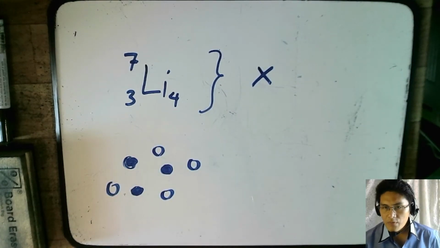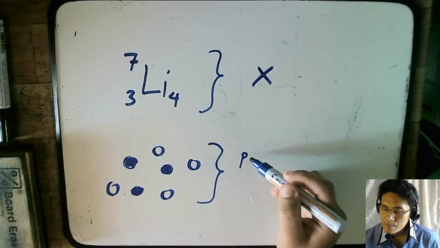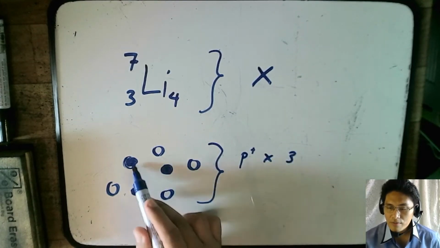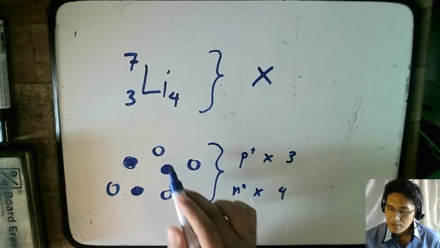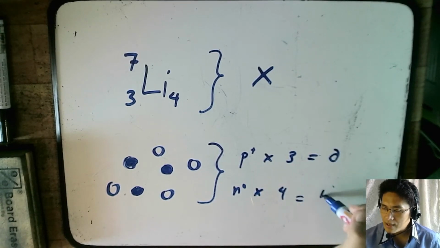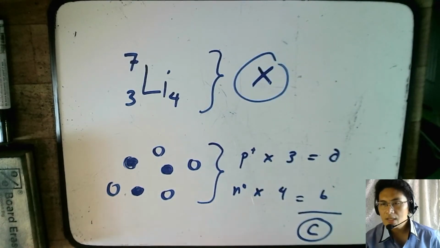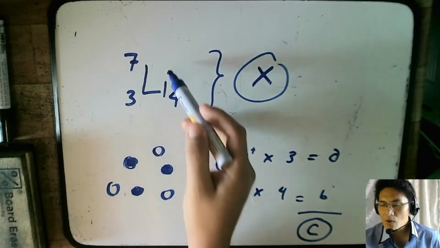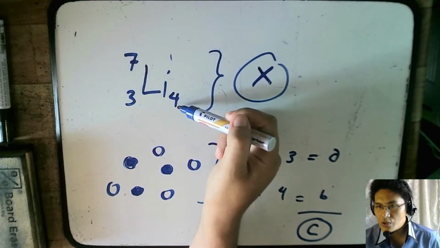And guess what? If you get the mass of the proton and multiply it by 3, because there are 3 protons, and get the mass of the neutron and multiply it by 4, because there are 4 neutrons, you get the sum, let's say A and B, and then add them, C. Obviously, by logic, you should realize that this is the same, because a lithium 7 atom is just made up of 3 protons and 4 neutrons.